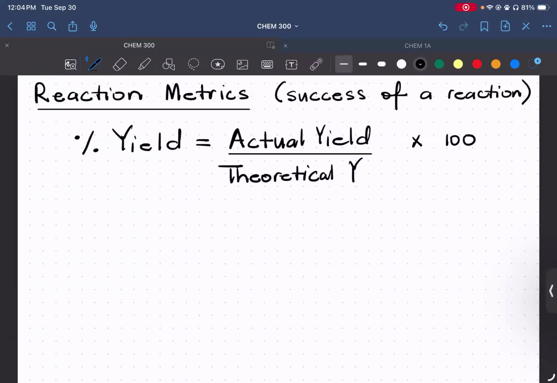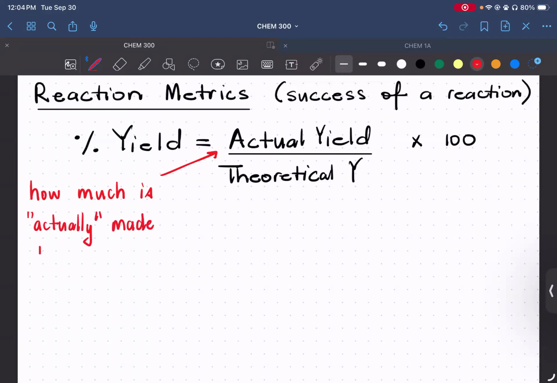It's important to understand the key difference between actual yield and theoretical yield. Actual yield is how much of a chemical is actually made, keyword actually, made in the experiment. So this is not a value that you could determine or calculate. This is the value you get after you do the experiment, after you do your weighing.